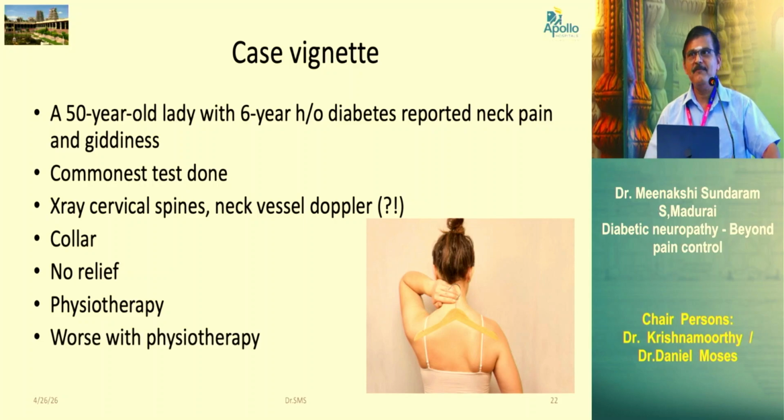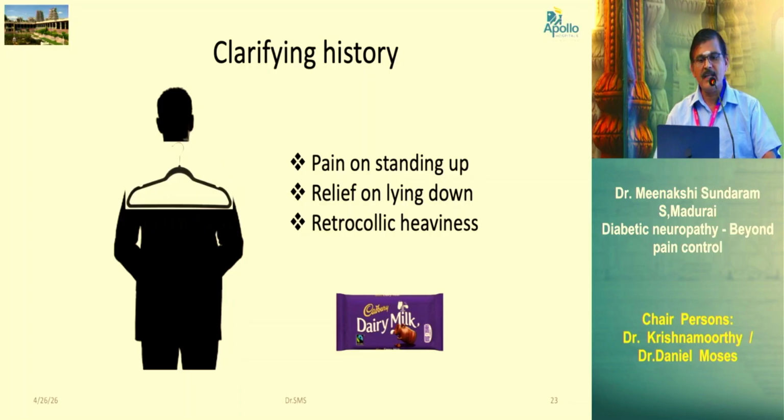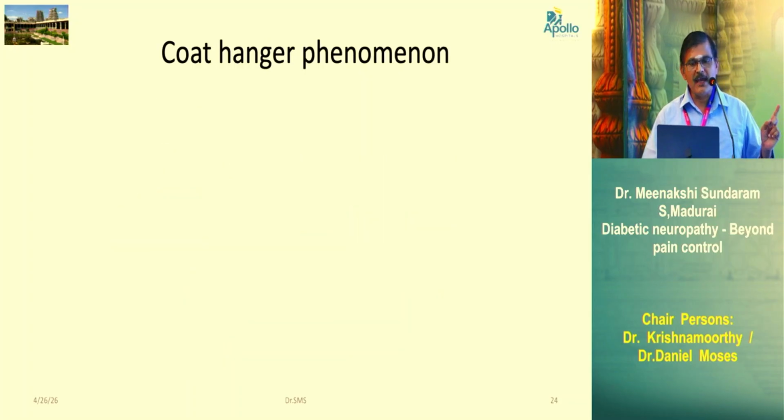That is coat hanger pain. The patient's history was that she got severely worse on standing up, and the moment she lay down, she became better. And there was a retrocollic pain here. This is a very common complaint with poorly controlled diabetics. That's called the coat hanger phenomenon.